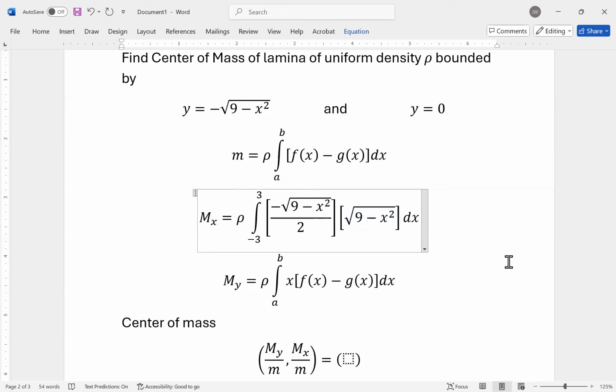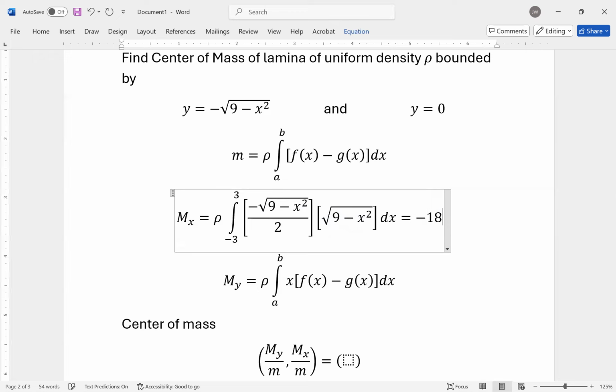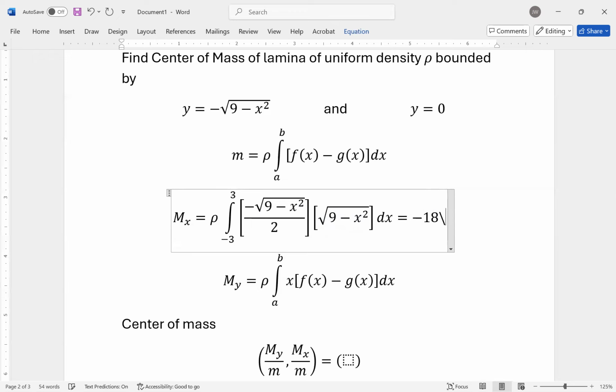Negative square root of 9 minus x squared divided by 2 times the positive square root of 9 minus x squared. When I put that into my calculator, I get -18, and then I have to multiply times the rho, so that's -18 rho.